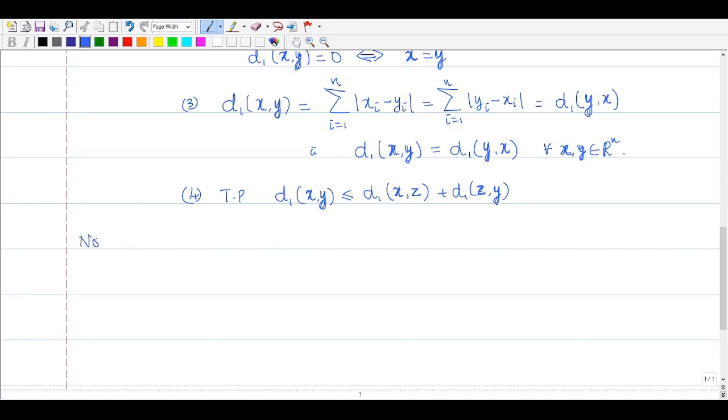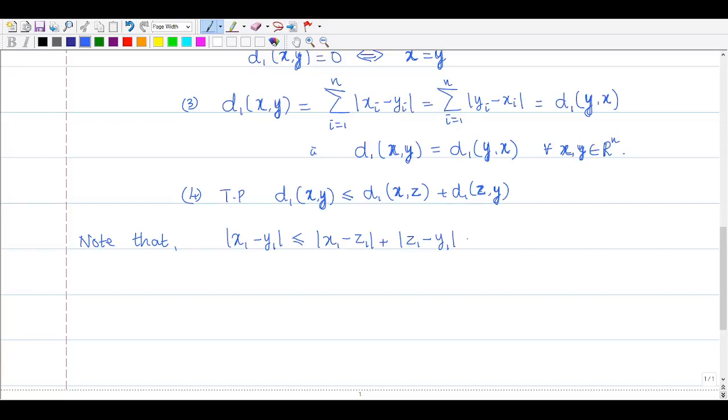Note that modulus of x1 minus y1 is less than or equal to modulus of x1 minus z1 plus modulus of z1 minus y1. This is known, by the triangle inequality of the modulus function. We have discussed this today. If you still have doubts, you can go through the sequence and series video for your juniors. Okay? There I have explained the proof of this triangle inequality, you can verify that. So for x1 minus y1 this will hold.